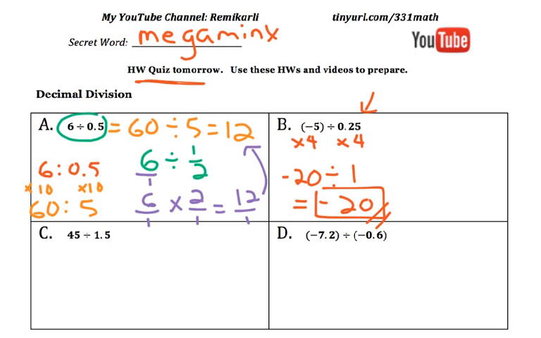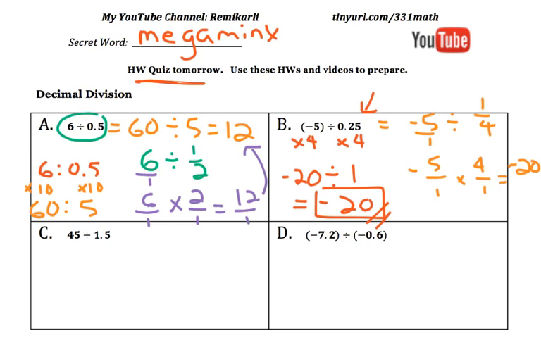If you wanted to use Brianna's way and change the decimal into a fraction, you could have rewritten the problem like this: -5 divided by 1/4. And then you could just multiply by the inverse of 1/4. And again, you'd end up getting -20 over 1, which is just the same as -20.